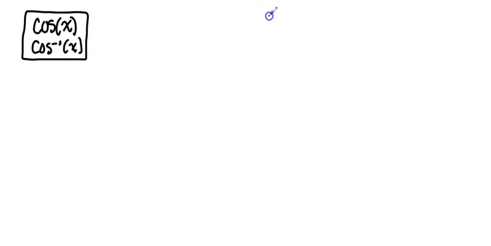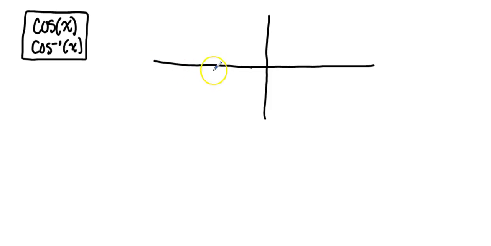And just like we did with sine, we're going to start off with a quick sketch of cosine so we can reason on what part of the cosine graph will pass the horizontal line test. So we'll be graphing from 0 to 2 pi, getting our 4 key points. And we'll also go to negative 2 pi.